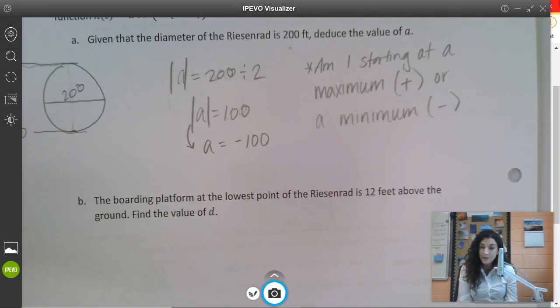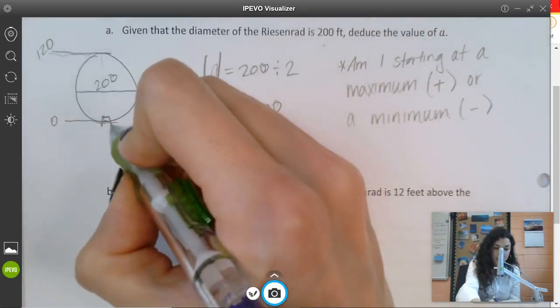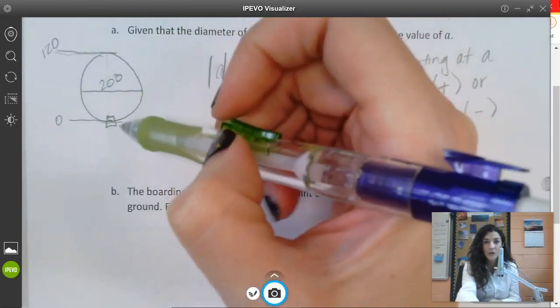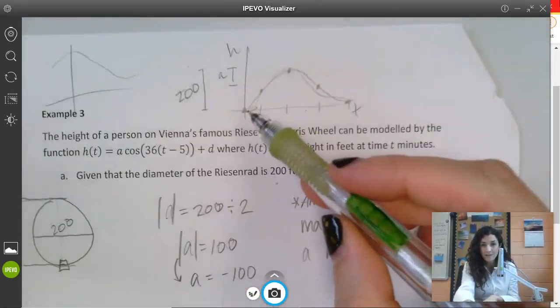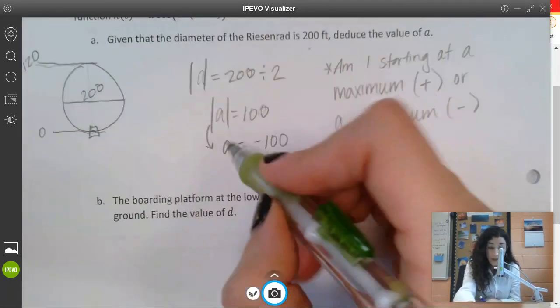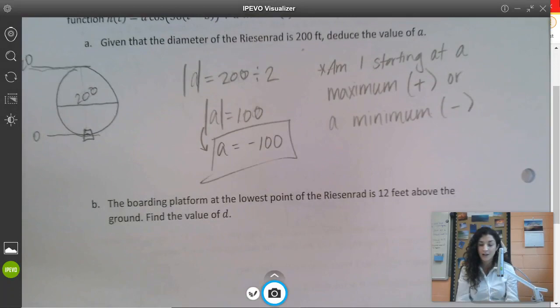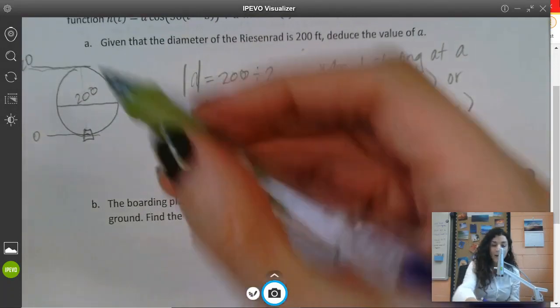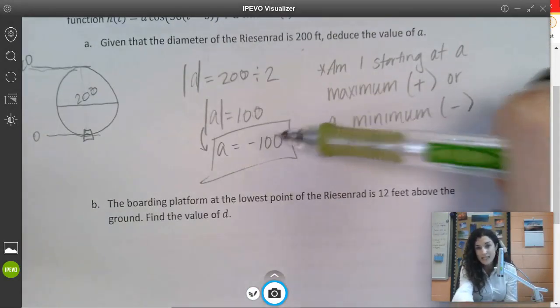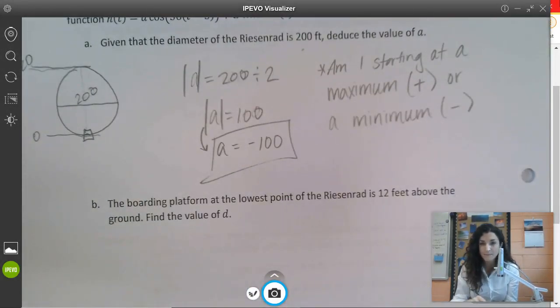If you're talking about entering a Ferris wheel, you're starting at the minimum height, right? You enter when it's at the bottom of the Ferris wheel. You don't enter at the top. So you technically start at a minimum and then get to the maximum and then come down. So A is negative 100. We found that from saying it's half of the diameter, and then from there it had to be negative because we're starting at a minimum.